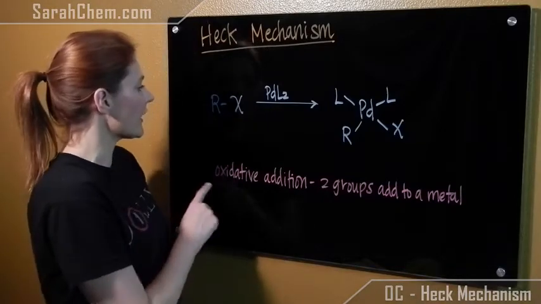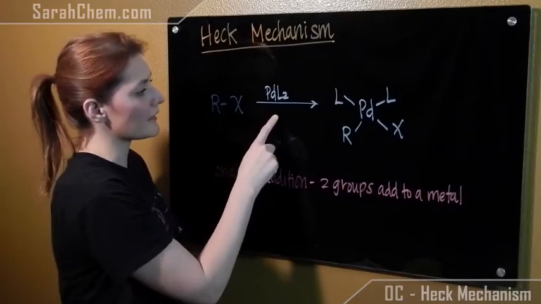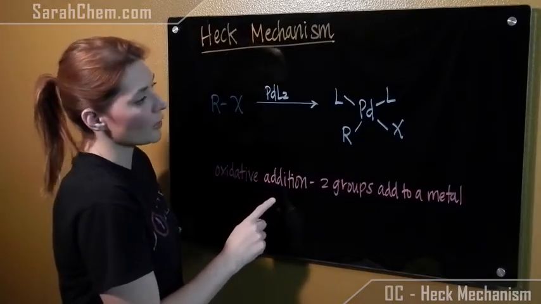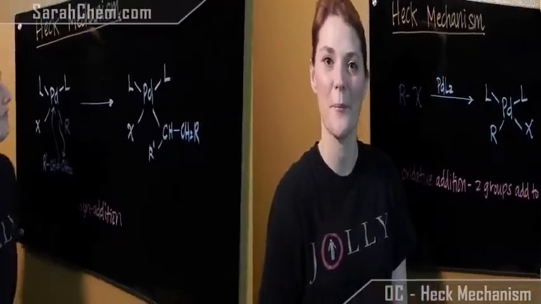So in the very first step, we're going to take our vinyl or aryl halide and react it with the palladium catalyst. This is called oxidative addition. We have added two groups onto the palladium. Let's take a look at the next step.